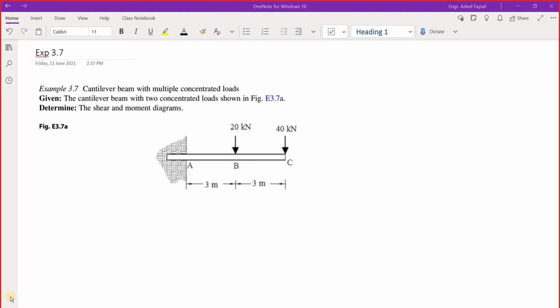So today we are going to learn how to draw shear and bending moment diagrams. This is a given beam, a cantilever, fixed at this end, free at this end. That's a cantilever beam. We have two concentrated loads, 20 kilonewton and 40 kilonewton, and we have a total span of 6 meters. So we are required to draw shear and moment diagrams.